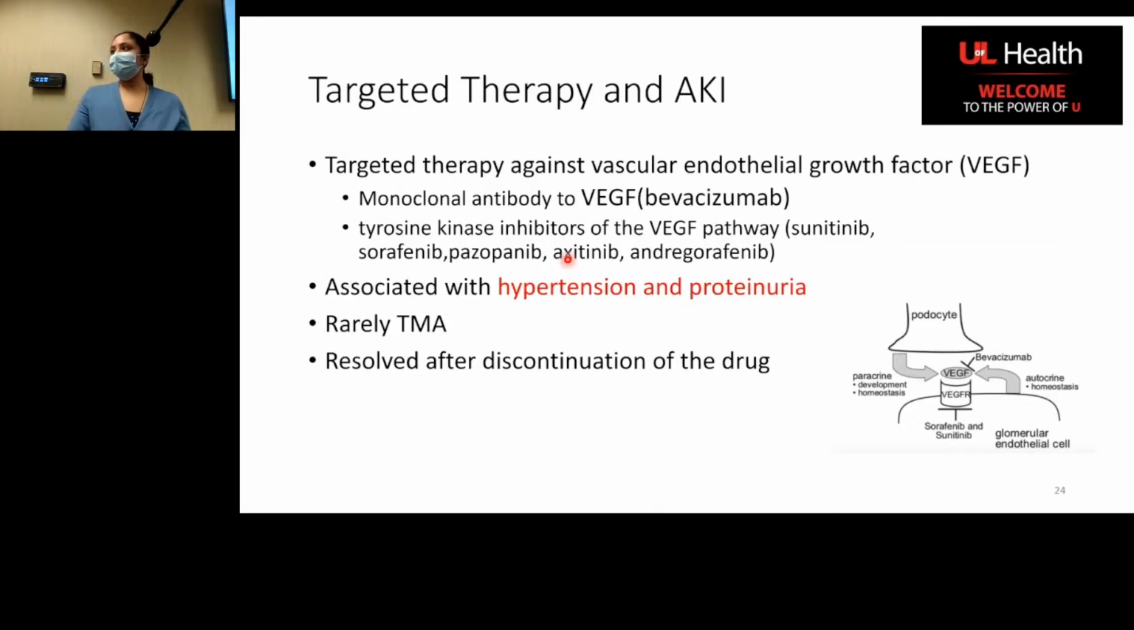Then after the chemotherapy, let's move on to the targeted therapy. Targeted therapy, what they mean is basically the drugs that are acting against the VEGF pathway, vascular endothelial growth factor. So these are the anti-angiogenesis agents. One of them is the monoclonal antibody to VEGF, such as bevacizumab, and then tyrosine kinase inhibitors of the VEGF pathway, like sunitinib, sorafenib, axitinib. These are usually associated with podocytopathy, hypertension, proteinuria, and rarely, because of the same mechanism, can also cause TMA.